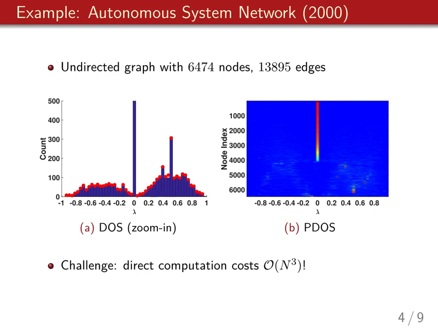Here is an example for DOS and PDOS on an autonomous system network from 2000. On the left is a spectral histogram generated by integrating the DOS over the range of each bar. It well approximates the count of eigenvalues in these intervals, which is represented by the red dots. On the right is the corresponding PDOS, where each row is a weighted spectral histogram like the left for a node, and we stack across all nodes vertically. Red means a node has a high weight in the eigenvectors around a particular eigenvalue. To generate these plots, the naive approach would require computing the complete eigendecomposition, which is order n cubed.